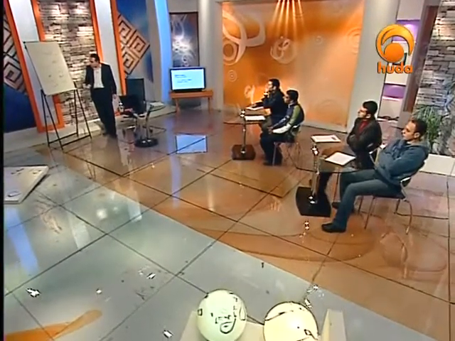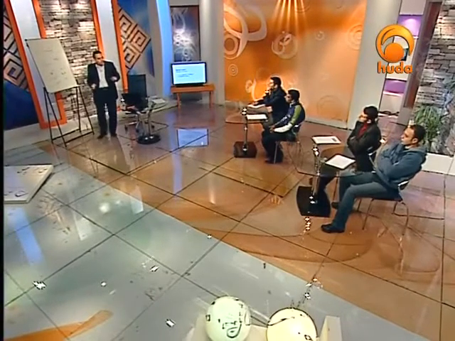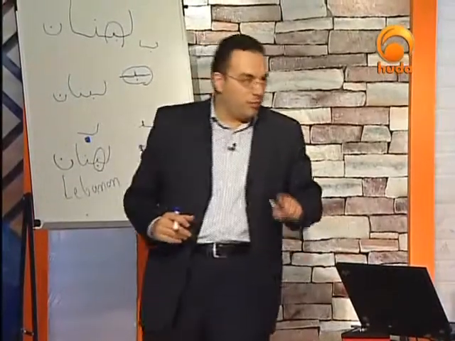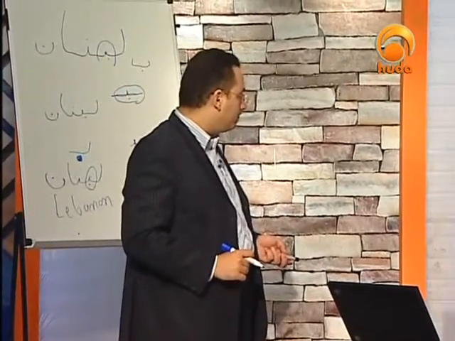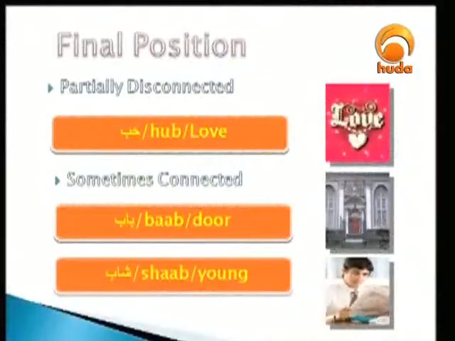Now let's move on again. We discussed how we can write this alphabet in the initial form, the medial form, and the final form, which, as you see, is partially connected, sometimes disconnected. Let me explain that in detail. What's the first example that we have on the screen, Osama? For connected or disconnected? It's in the final position, partially connected.